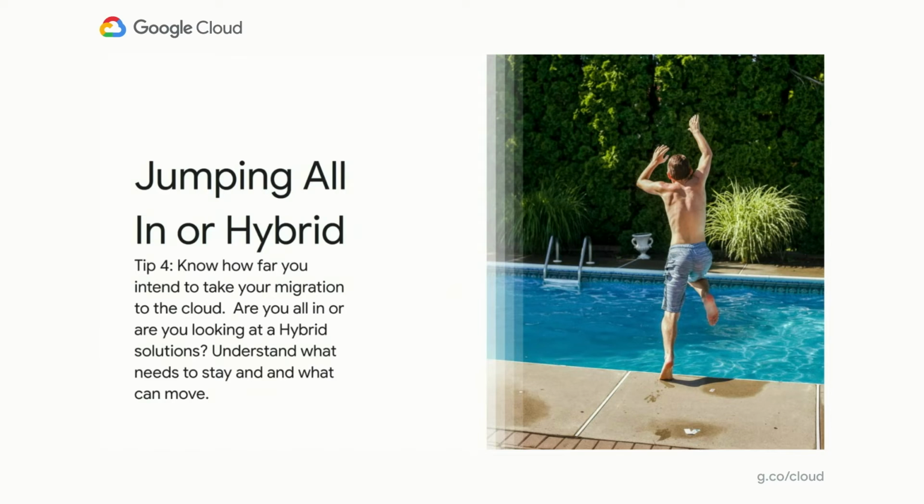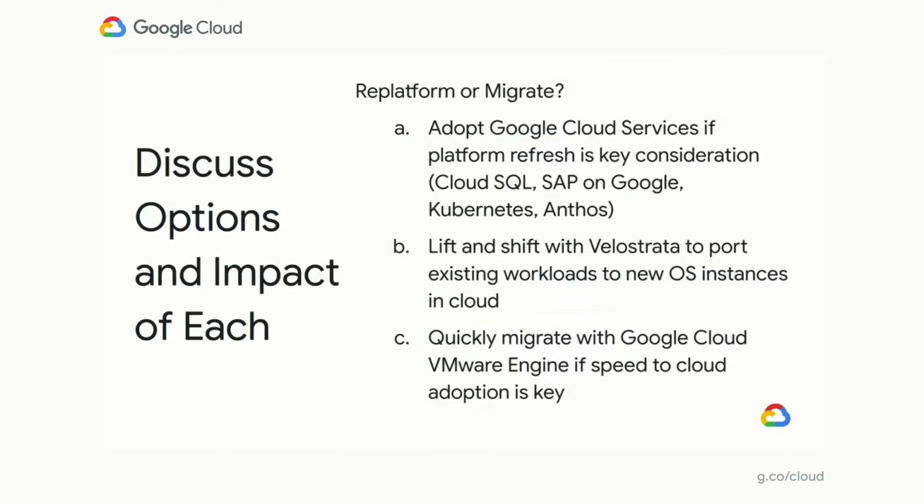Understanding the relationship between these resources is also important. If I have lots of traffic between two VMs, I want to ensure that I bring all the relevant resources with me to the cloud at the same time. So this is where we get into discussion of what options and impact each has.